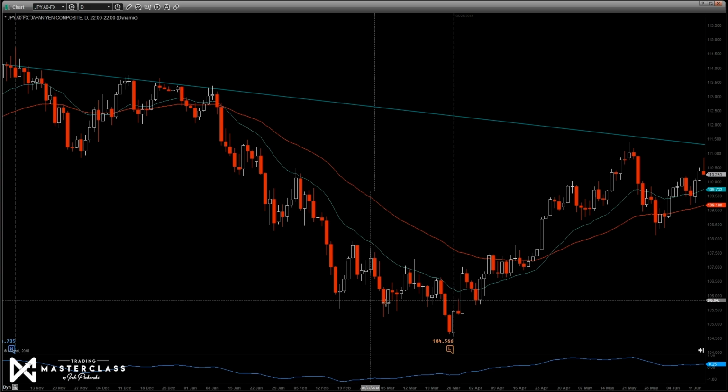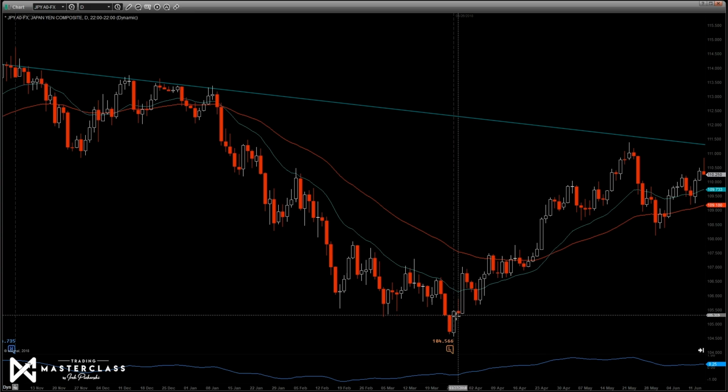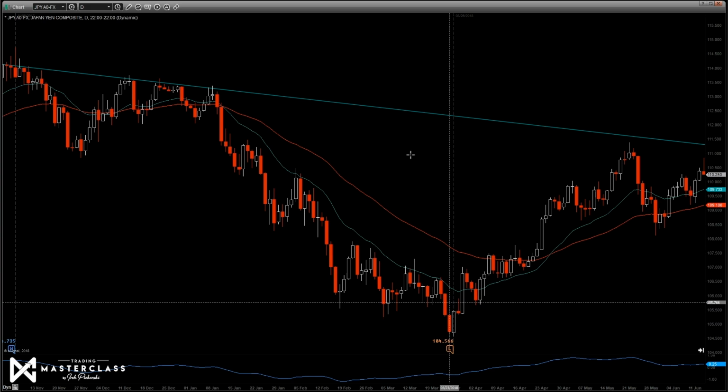Now let's have a look at the tweezer, or let's have a look at the bullish engulfing, because there's a better tweezer to look at. Let's have a look at this bullish engulfing right here. So that was the 26th, March 26th of 2018. Okay, let's have a look. Jump back in time.